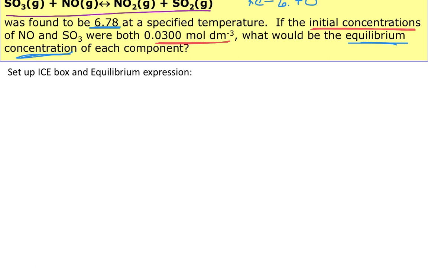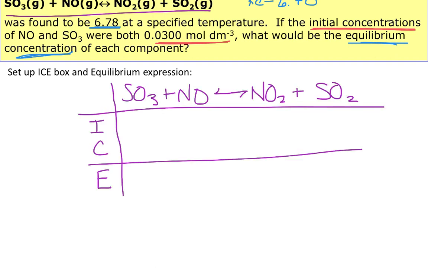And then we can see we're solving for the equilibrium concentrations themselves. So the first couple things we need to do is to set up the ICE box in general and to look at what the equilibrium expression would be so that we can put the two things together. So we'll start by setting up the ICE box, writing the entire equation on the top and then the ICE down the side. Now we'll plug in what we can, which for this problem will be the initial concentrations.